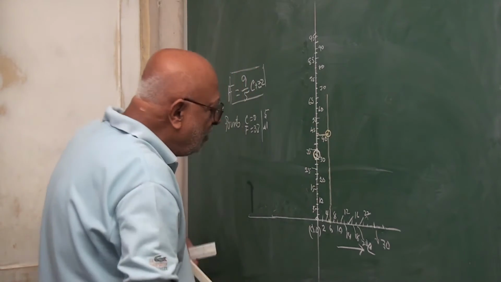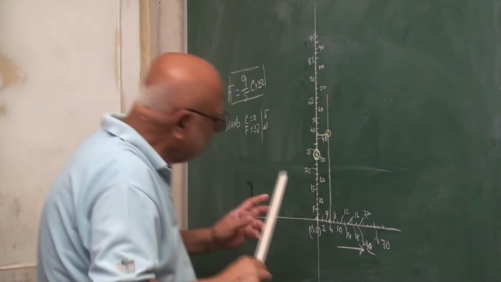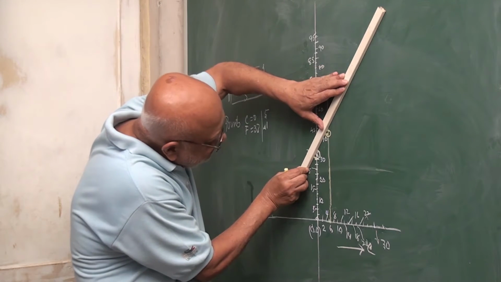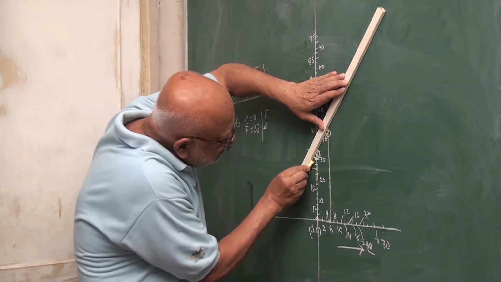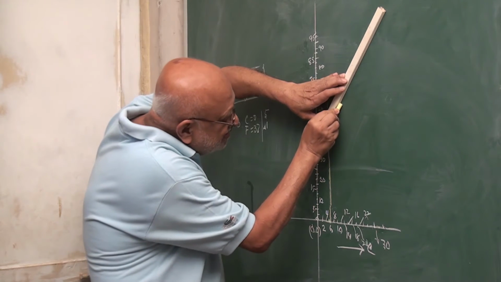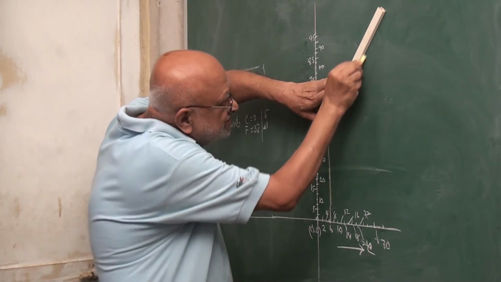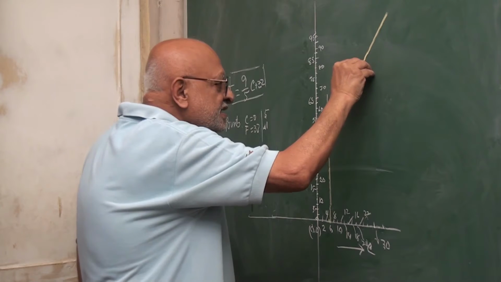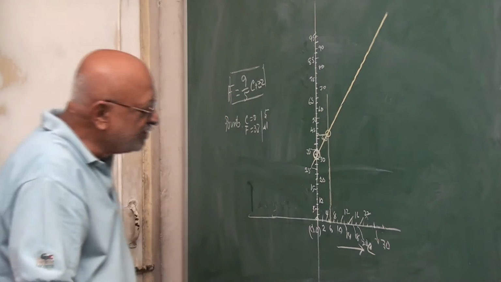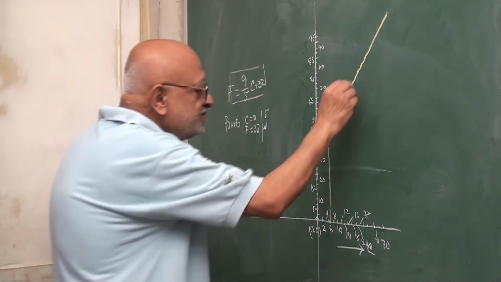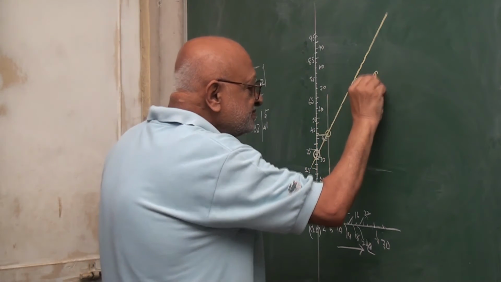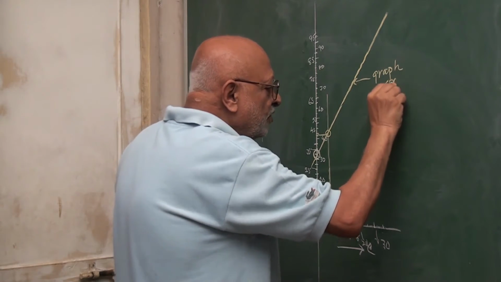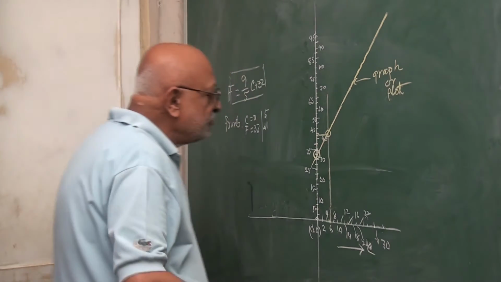Okay, now I will join these two. I will join this, and this is my graph. So this is this, so this is going to be joined. This is going to be joined. So this is how this graph varies. Okay, so this is the graph. Graph, or you can say this is a plot. It is okay with you?